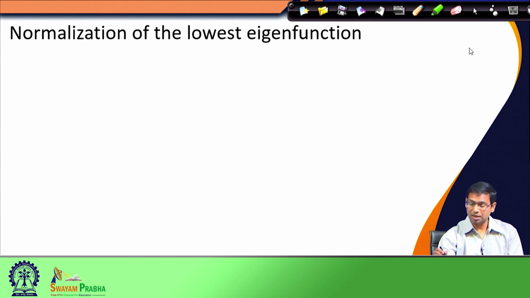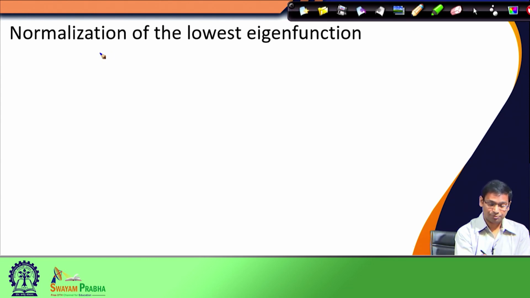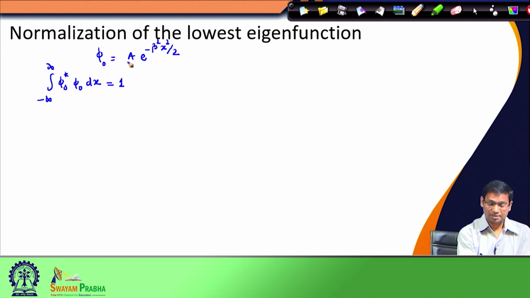So, we would normalize the lowest eigenfunction. So, phi 0 is a e to the power minus beta square x square divided by 2. To normalize this function, I have to have the integral of phi 0 star phi 0 dx, from minus infinity to plus infinity, equal to 1. Now, phi 0 is the function you have, phi 0 star is its complex conjugate. Since this is a real function, there is no imaginary part. So, phi 0 star is essentially phi 0.